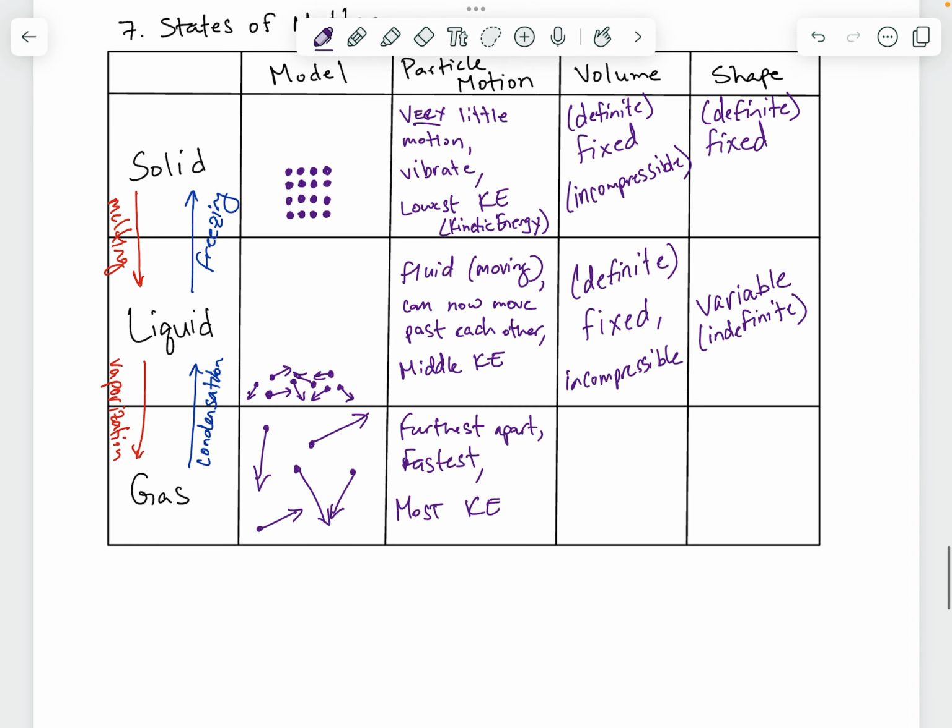And because of the ability for them to spread out, not only can they spread out, but then they can come back together. The more they spread out, the greater their volume. The more they come together, the less their volume. So they have a variable or indefinite volume, which means they can be compressed. They are compressible. Think of aerosol cans where there's compressed air inside. And of course, they can take the shape of whatever container they're in, and usually it's to fill it up. And so we say variable or indefinite.